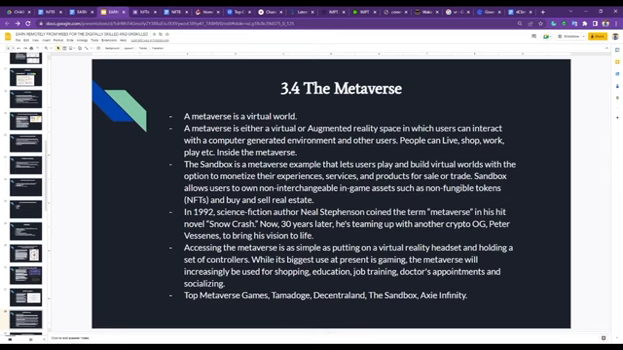Top metaverse games include Tamadoge, Decentraland, Sandbox, Axie Infinity, and many more. There are plenty, even Infinity Angels and more. All these are metaverse games.